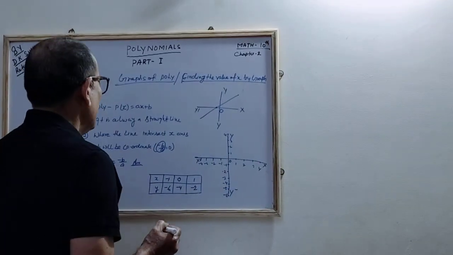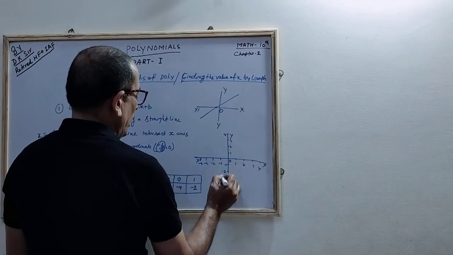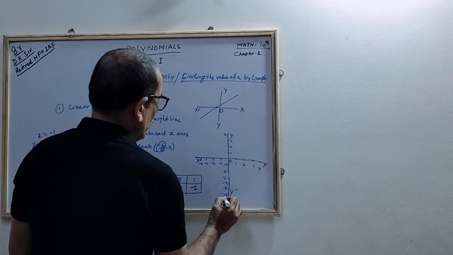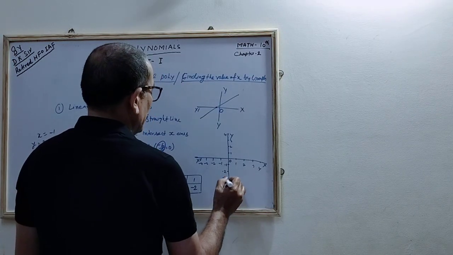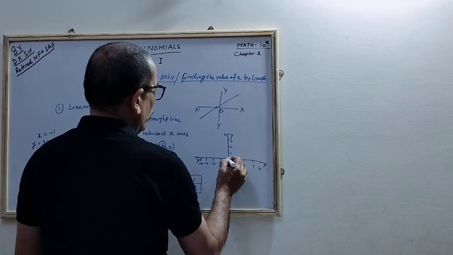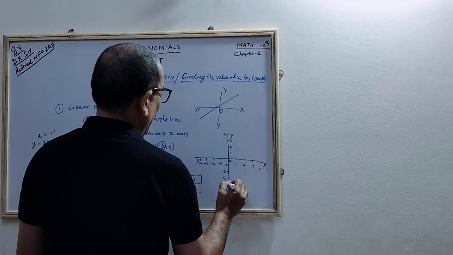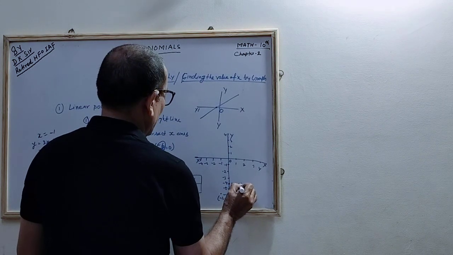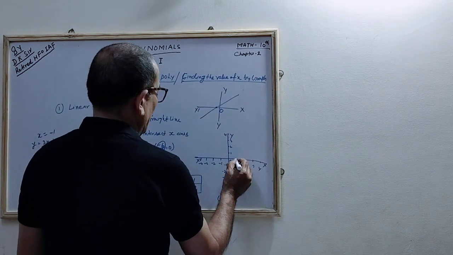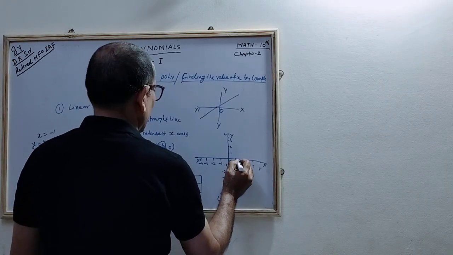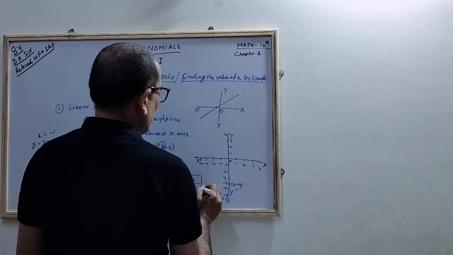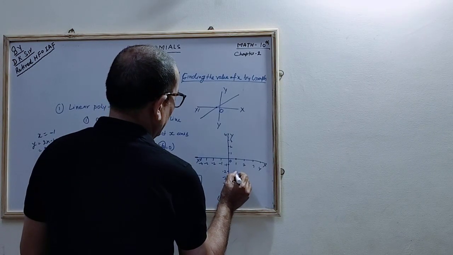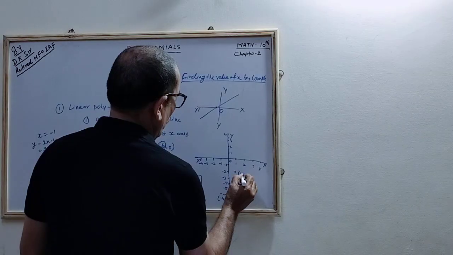So we go to -1 and -6, somewhere coming here, so we write it as (-1, -6). Next we go to 0 and -4, so it is (0, -4). Then x is 1 and y is -2, so we mark (1, -2).